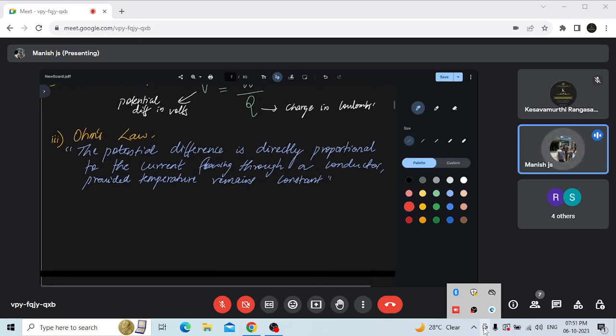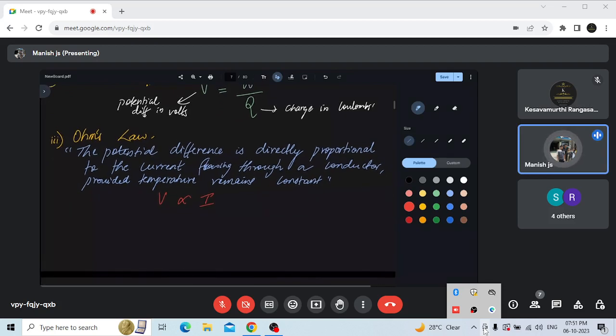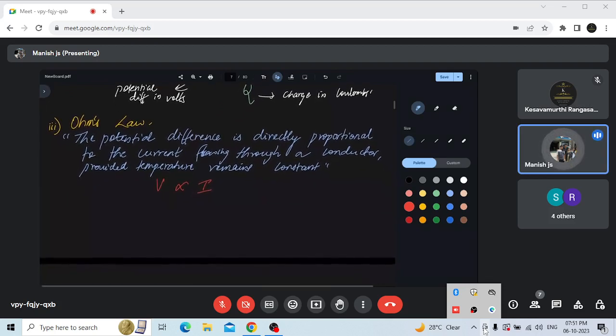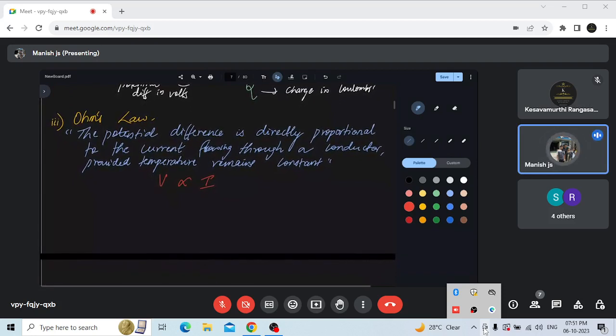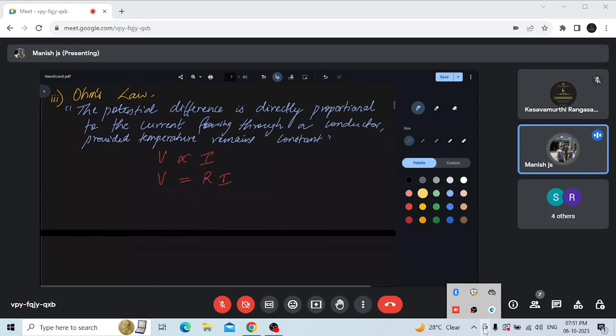This is what Ohm's law tells. So according to Ohm's law, V is equal to IR. We can say V is proportional to I. So what do you understand by the statement? The potential difference is directly proportional to the current passing through the conductor. Now, when I remove the proportionality sign, what should I do? I have to introduce a constant of proportionality, and we call that constant R. So R times I or I times R, both are same.